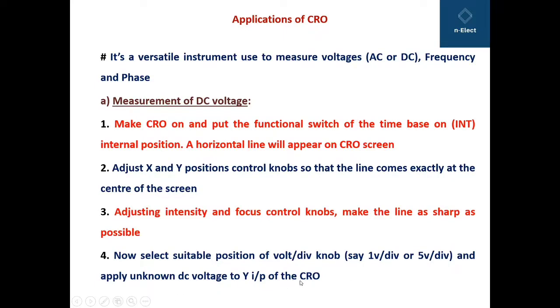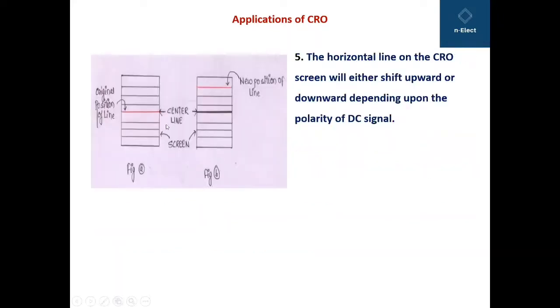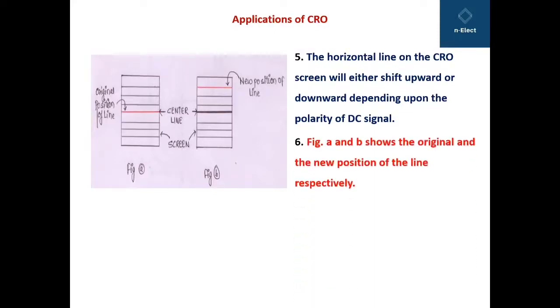and apply unknown DC voltage to Y input of the CRO. On applying unknown DC voltage to the Y input of the CRO, the line which was initially at the center, we have adjusted at the center of the screen, will move either upward or shift downward depending upon the polarity of the DC signal. Figure A and B show the original and the new position of the line respectively after application of the DC voltage to the CRO.